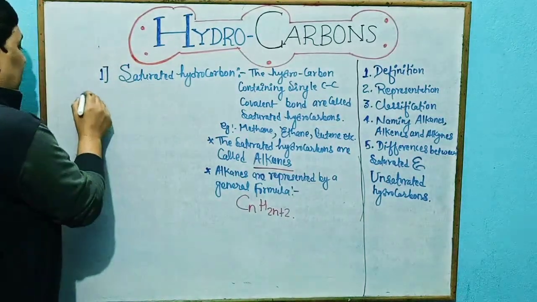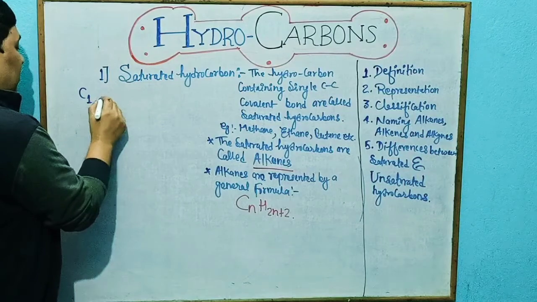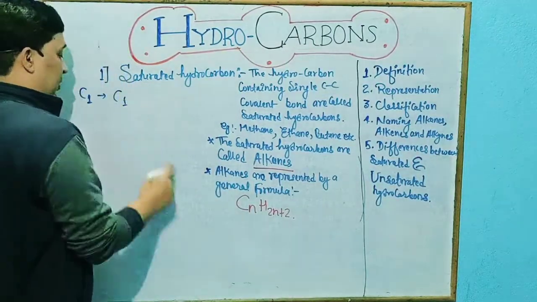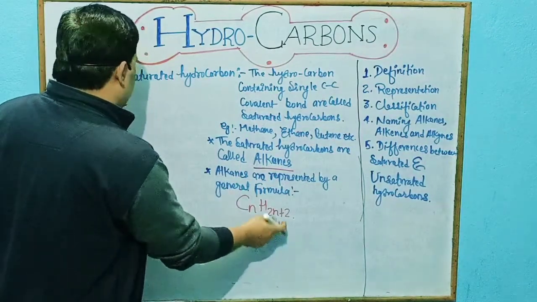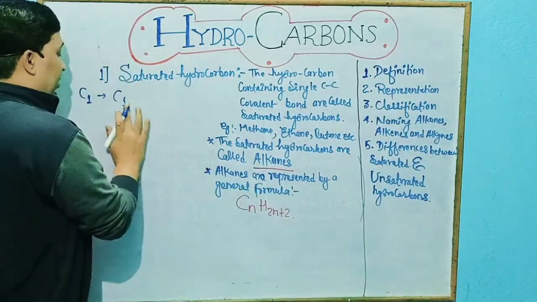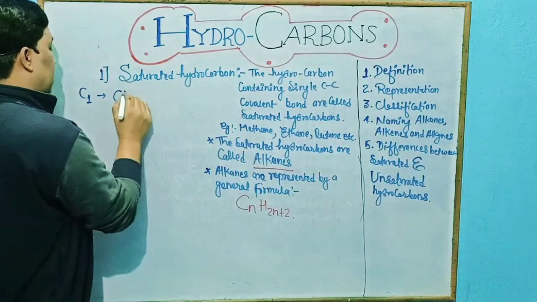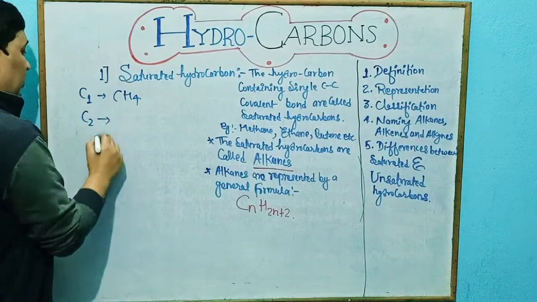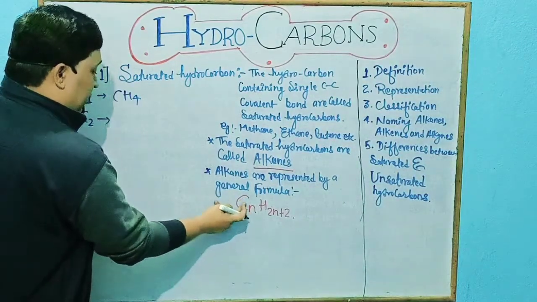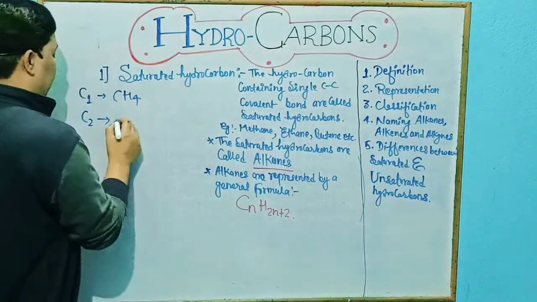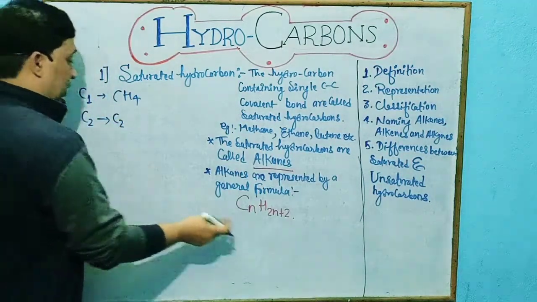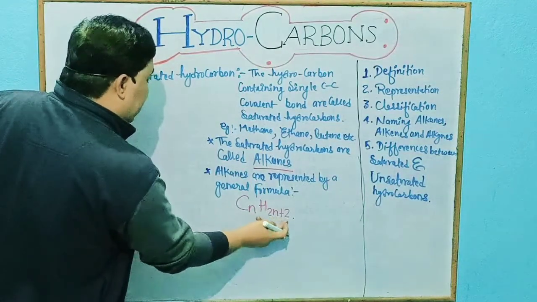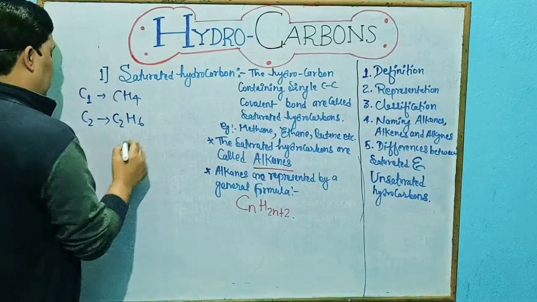If we take C1, that is, the number of carbon atoms is 1, then it will be C1, 1 into 2 plus 2, that is H4, CH4. We do not write 1. So that is CH4, that is methane. Again, when the number of carbon atoms is 2, it becomes C2 because we are taking 2 instead of n. C2, and then H will be 2 twos are 4 plus 2, that is H6.